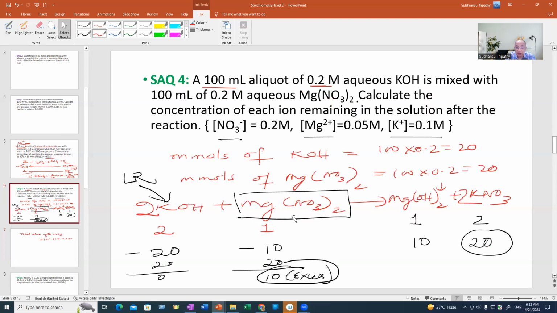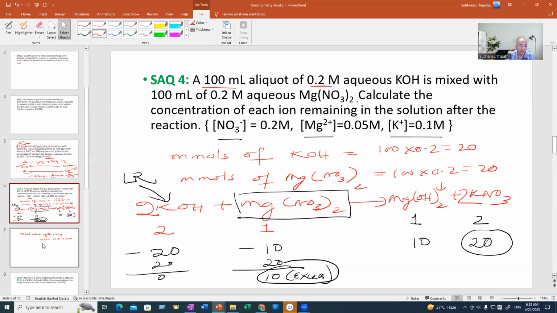Now coming to magnesium ion, tell me if 10 millimoles of magnesium ions are there and the stoichiometric ratio between magnesium and nitrate ion is 1:2. So magnesium ion concentration will be 10 and nitrate ion concentration will be 2 times 10, that is 20. 10 millimoles is magnesium nitrate, but we have to separate them into individual ions. So magnesium ion is same as magnesium nitrate. Nitrate ion is the double of magnesium nitrate.